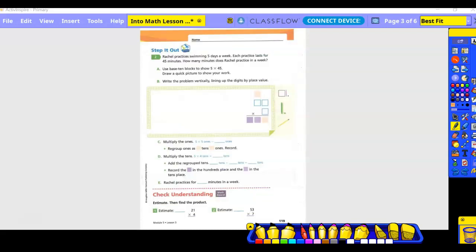Step it out. Number 2, Rachel practices swimming 5 days a week. Each practice lasts for 45 minutes. How many minutes does Rachel practice each week? So we need to pull out our information. So 5 days, 45 minutes. And how many minutes does Rachel practice this week? Okay. So use base 10 blocks to show 5 times 45. Draw a quick picture to show your work. Okay. So I would draw what?